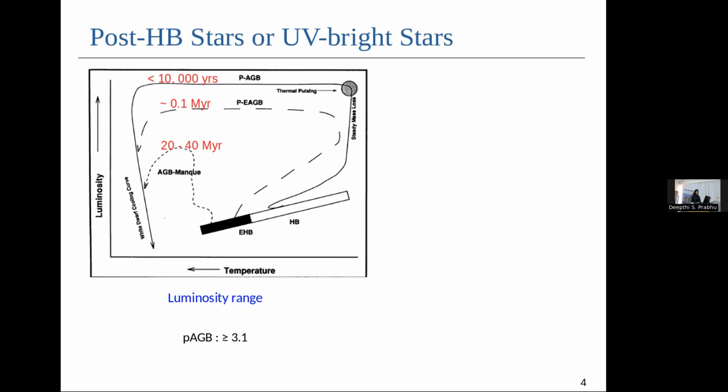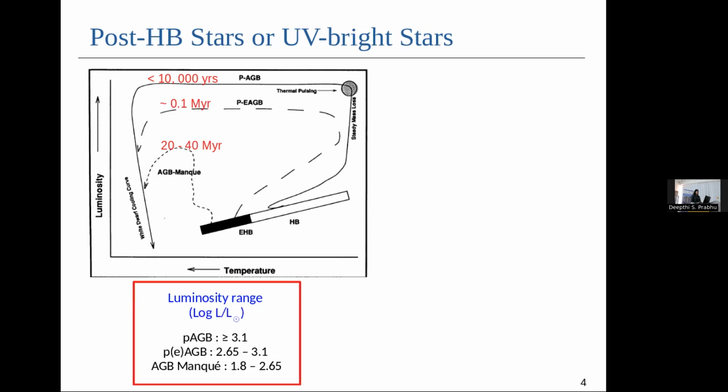Suddenly brighten with higher luminosity. These are known as AGB manqué stars or pale AGB stars, and then they evolve to the white dwarf cooling phase. So these white dwarfs forming from AGB manqué stars are different from those with hydrogen around them. These are slowly cooling white dwarfs. Their cooling rate is much slower than the normal white dwarfs.